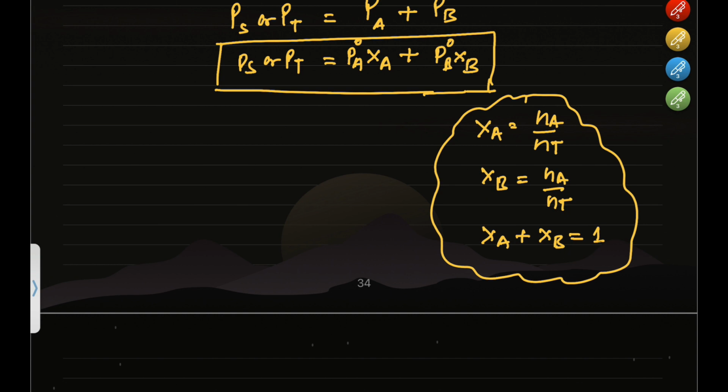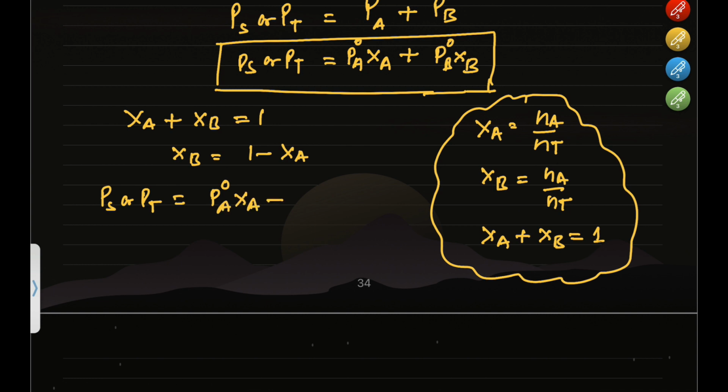So from mole fraction of component A plus mole fraction of component B equal to 1, the mole fraction of component B is 1 minus the mole fraction of component A. Put the value of mole fraction of component B in this equation. The P solution or total pressure is equal to P naught A X A plus P naught B, and in place of X B, 1 minus X A. So this becomes P naught A X A plus P naught B minus P naught B X A.